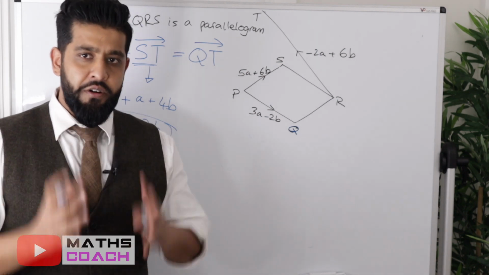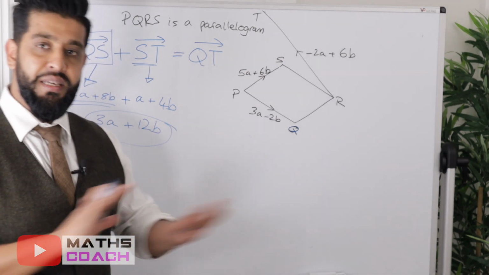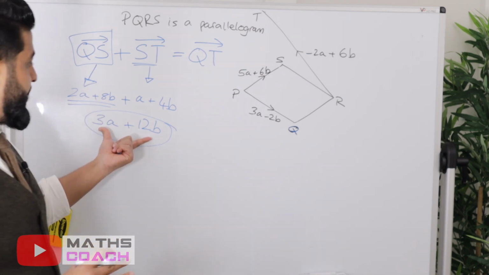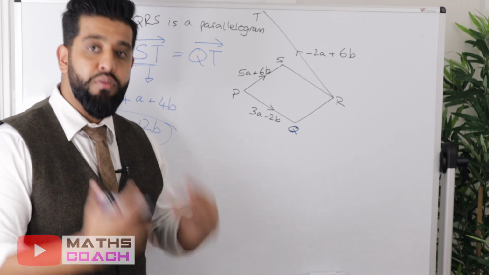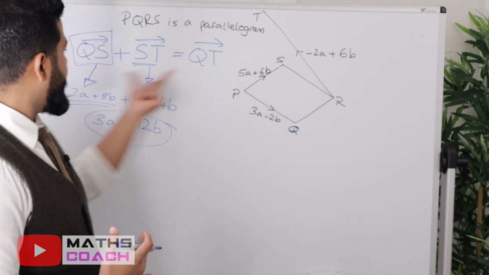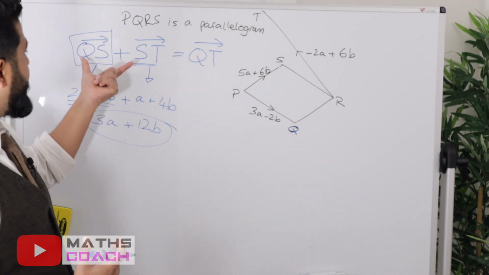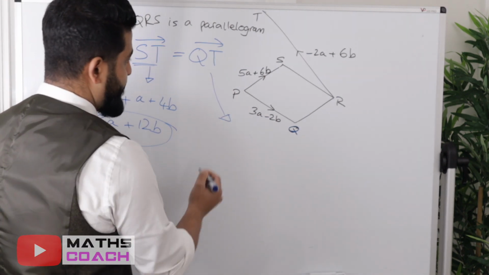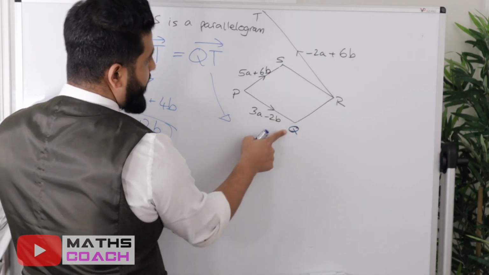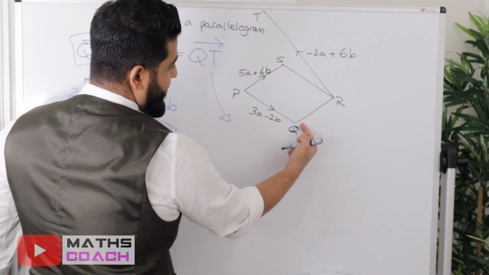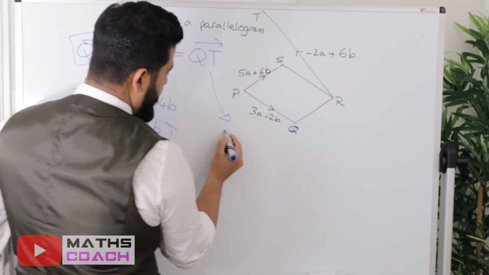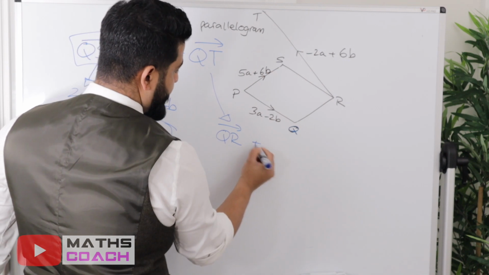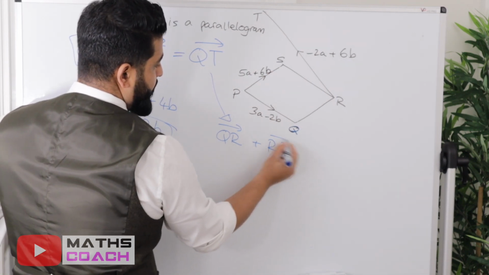Just to be thorough here, I'm going to find QT separately. I'm not going to assume that this is correct to be QT. This is where I have to prove that QT is the same as adding QS and ST. So let's look at the route of QT separately. So start here, Q, and we're going to end up at T. The best and the quickest way is probably to go QR and R to T. So we're going to add R to T.